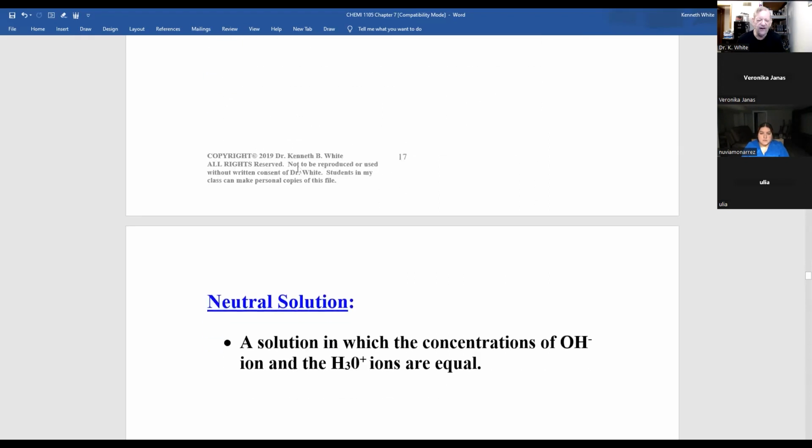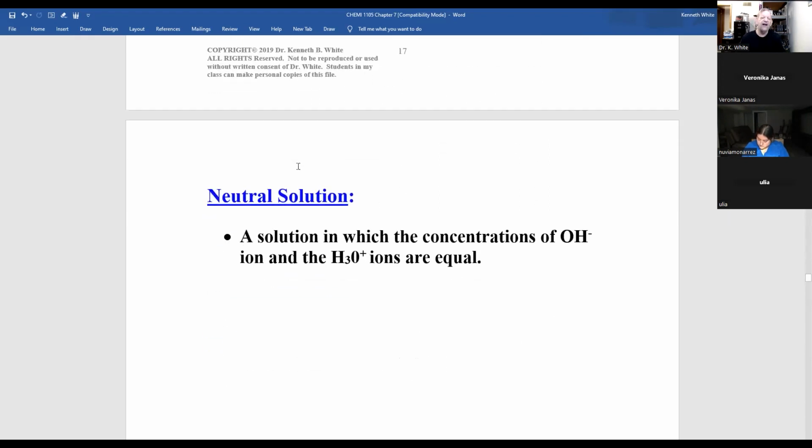Finally, there's one other term you should know, and that's a neutral solution. A neutral solution has the hydronium ion concentration the same as the hydroxide ion concentration. Again, in a neutral solution, the hydronium ion concentration is the same as the hydroxide concentration.